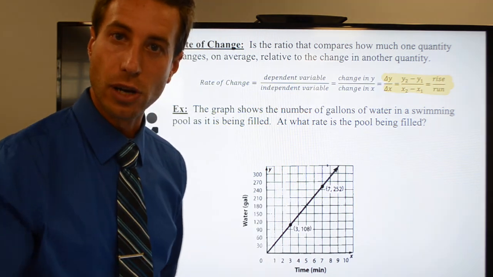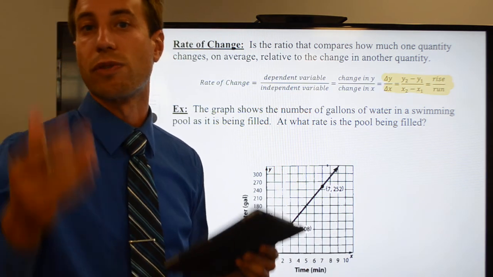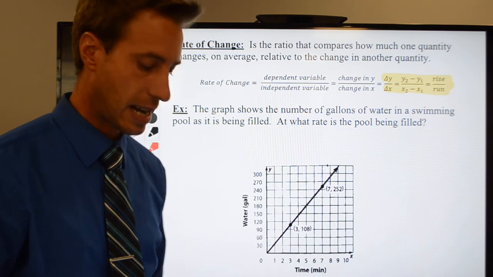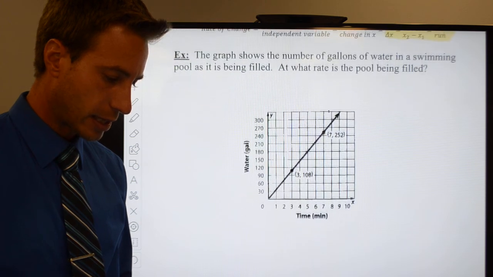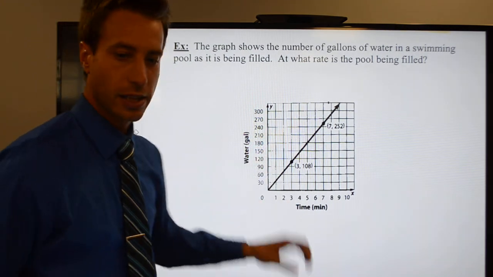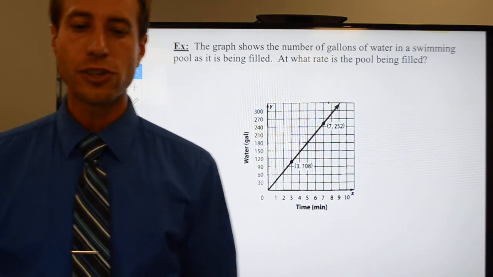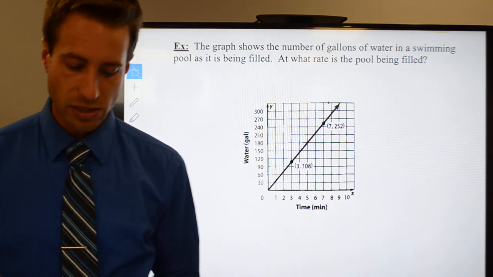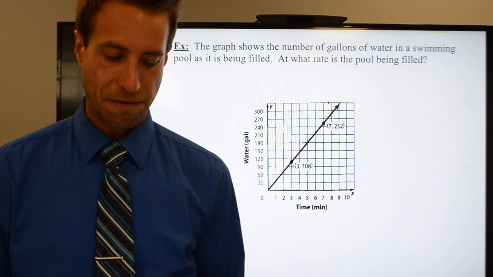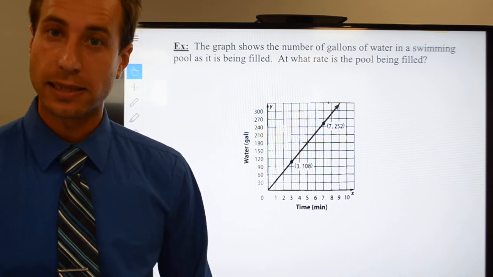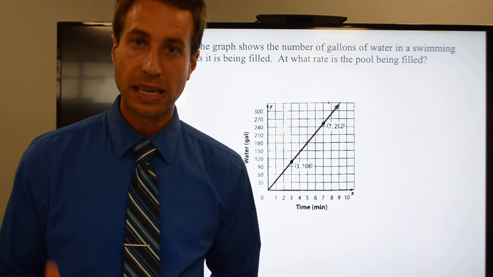So now that we're familiar with rate of change, or just refreshed on what you would have seen in Algebra 1, I do have an example problem for you here, so let's go ahead and take a look at this. The problem says the graph is showing the number of gallons of water in a swimming pool as it is being filled. At what rate is the pool being filled?